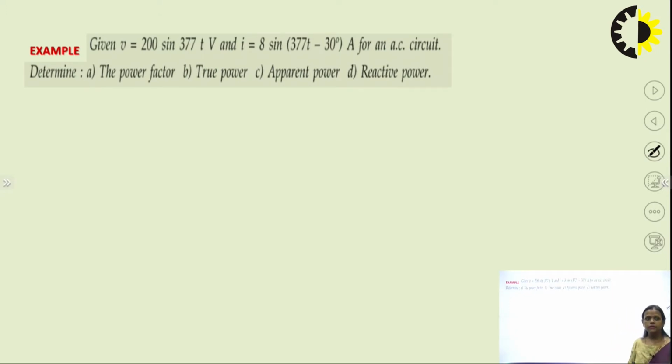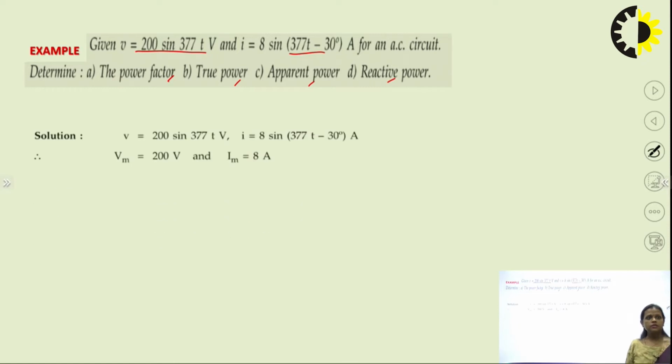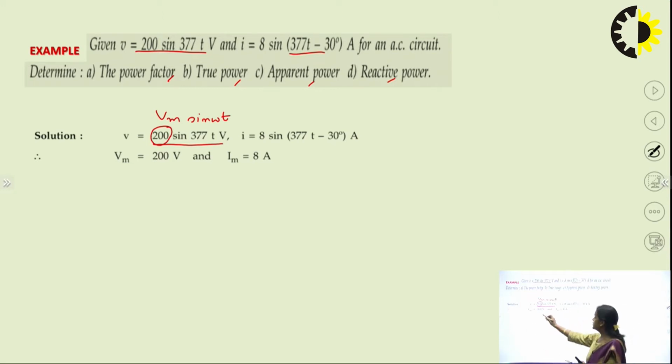Now we will take one example. In this, the voltage equation is given as 200 sin 377t volt, and the current equation is also given, and you have to determine the power factor, true power, apparent power and reactive power. The given values are the voltage equation and the current equation. If you compare the voltage equation with Vm sin omega t, you can see that this 200 is nothing but the maximum value of the voltage. So Vm is equal to 200.